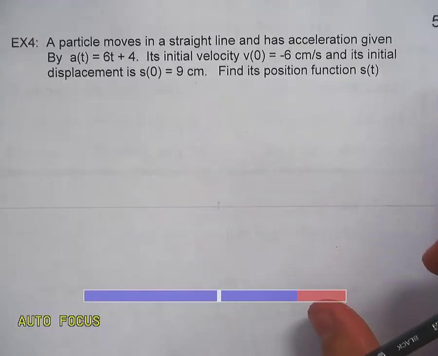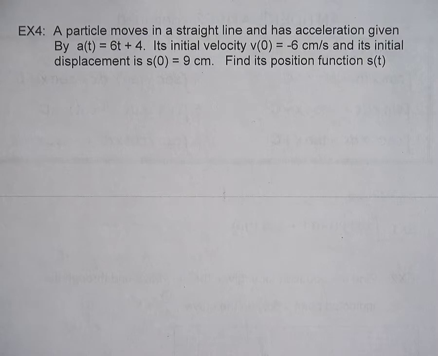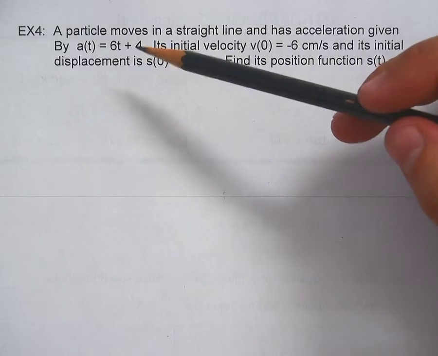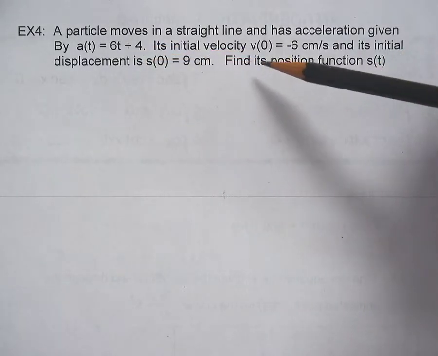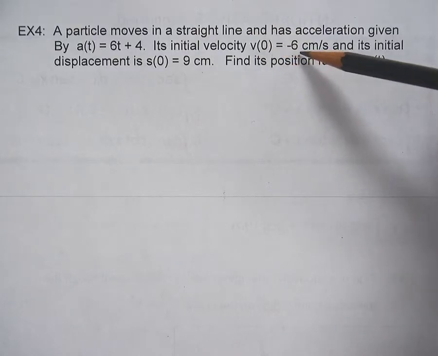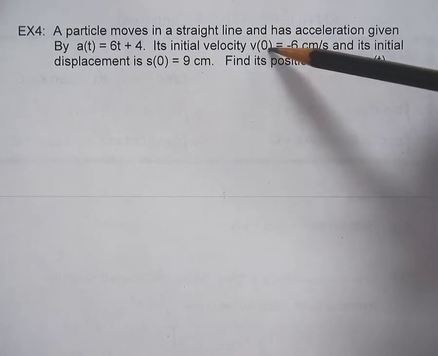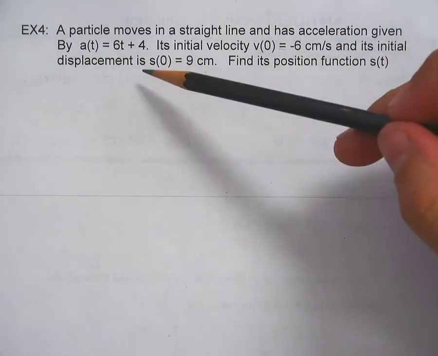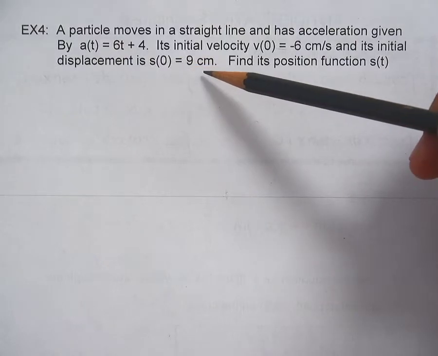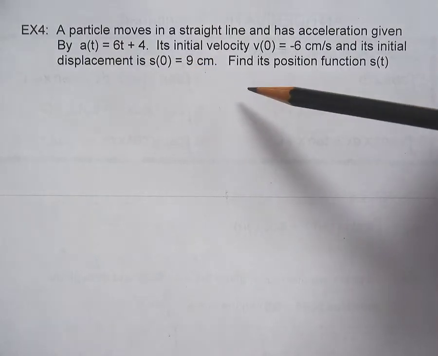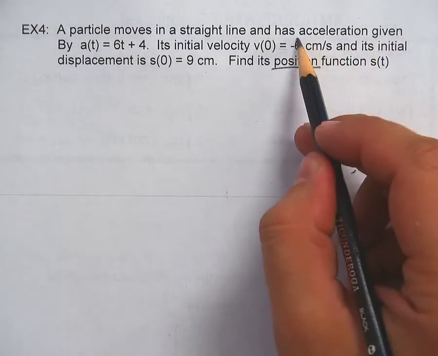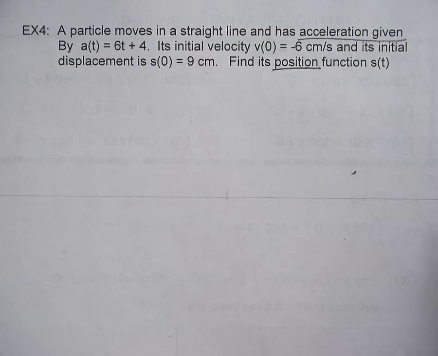So let's actually do an application question now. Number 4. Here we go, particles in motion. A particle moves in a straight line and has acceleration given here. Its initial velocity, v of 0, is negative 6, so they just gave me a point. When time is 0, your velocity is negative 6. And its initial displacement, s of 0, is 9. Okay, find the position. They want me to find position given acceleration. So I'm going to underline those right there.